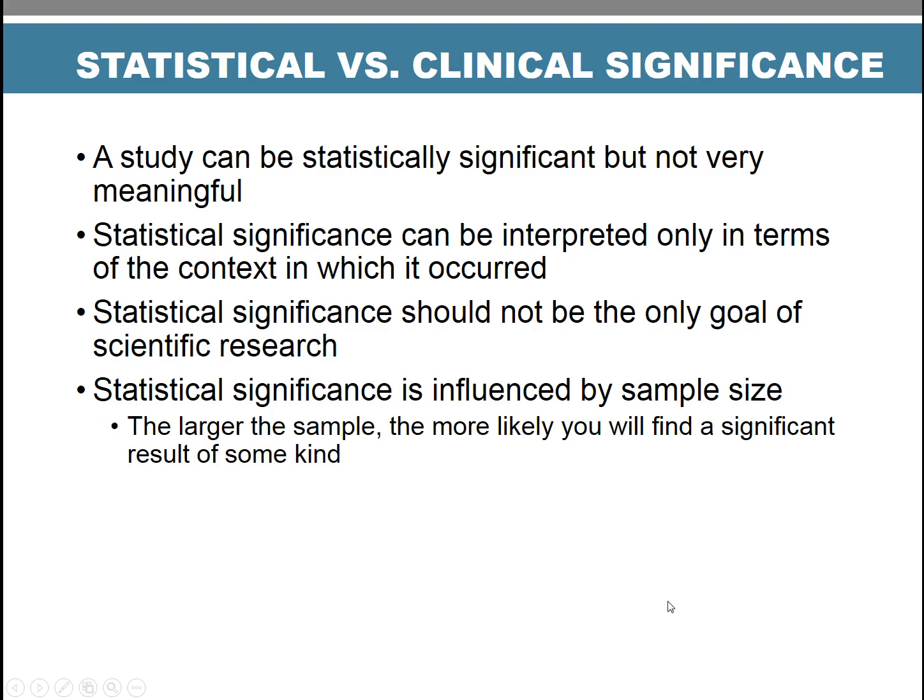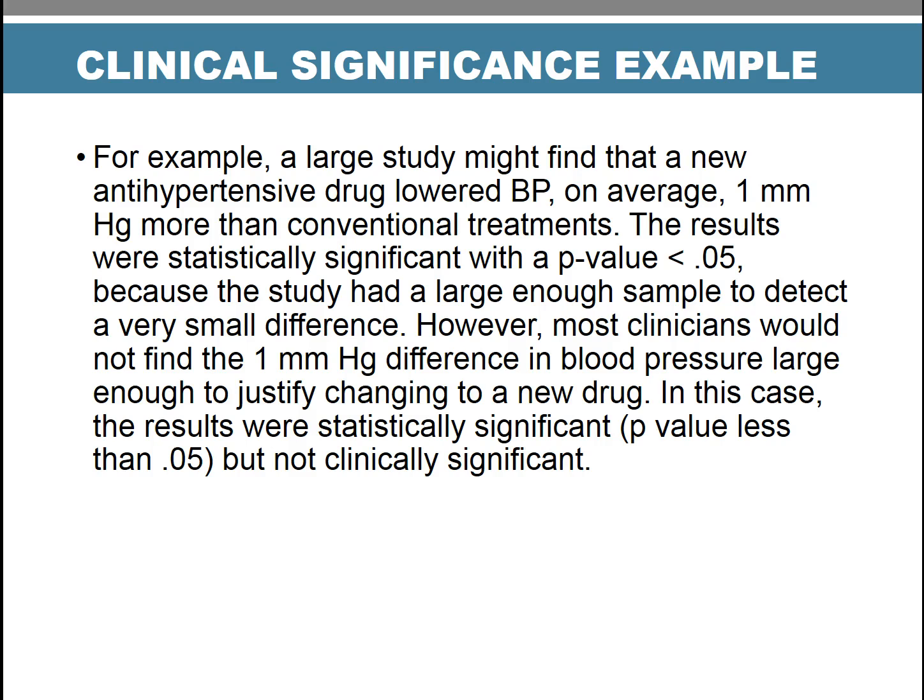Okay, so just remember as you do research and interpret results, the larger the sample, the more likely you'll find a significant result. Now let's talk about clinical significance a little bit with an example. So for example, a large study might find that a new antihypertensive drug lowered blood pressure on average 1 millimeter of mercury more than conventional treatments.